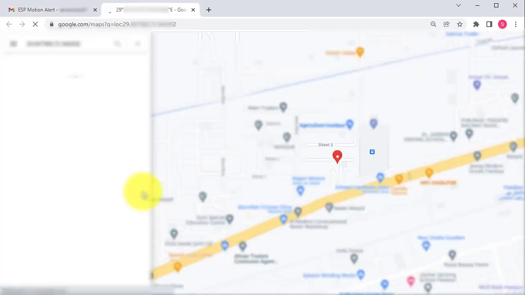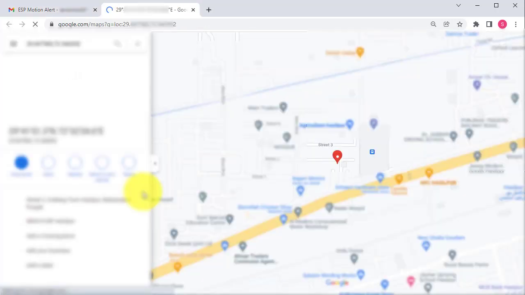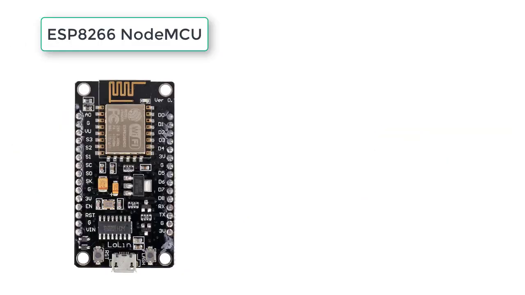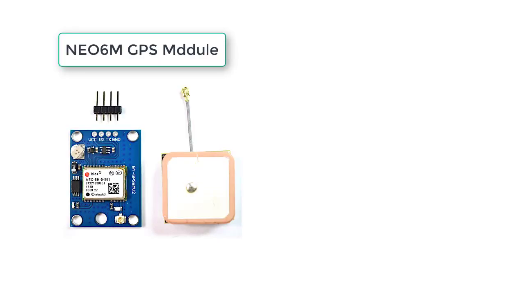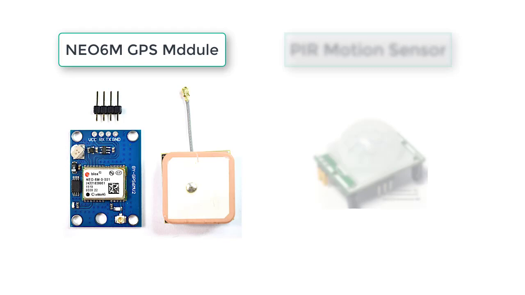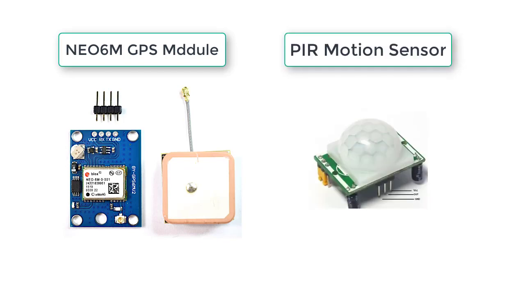You can click on this link to check the motion alert location in Google Maps. In this project, I have used ESP8266. But you might also use ESP32 without making any change in the code. Next, you need a NEO-6M GPS module and an EPIR motion sensor.